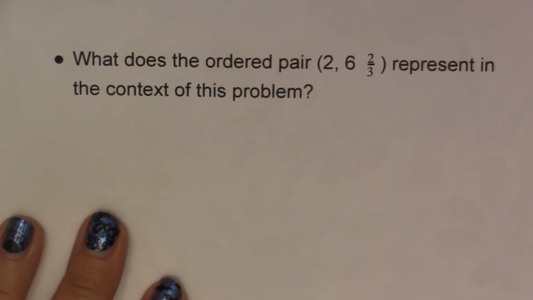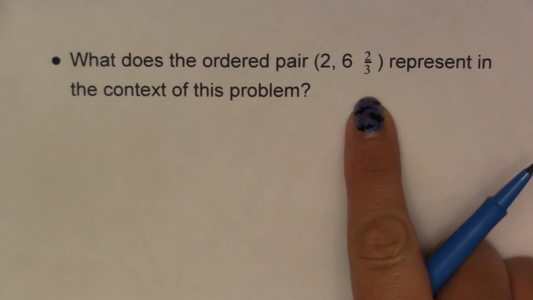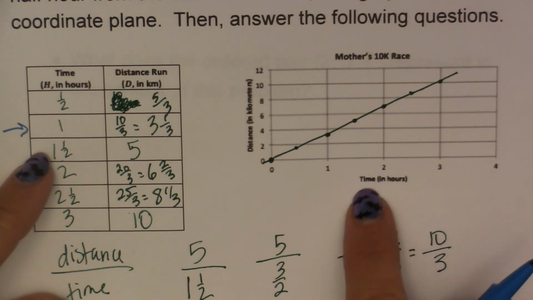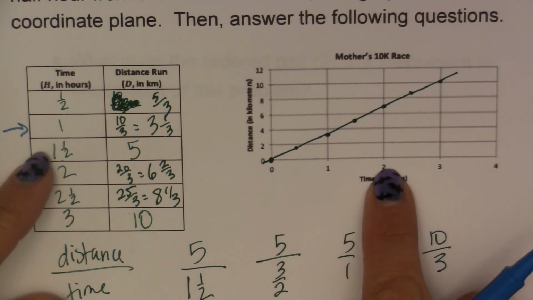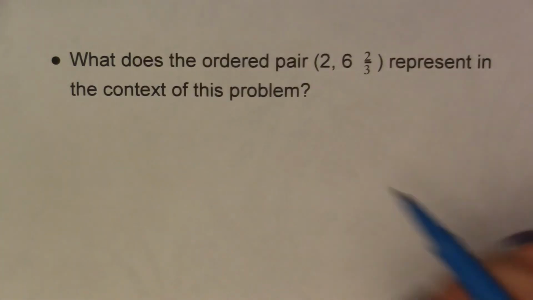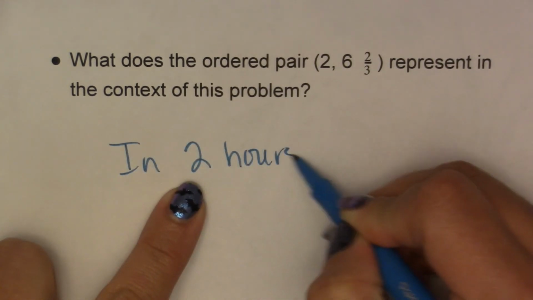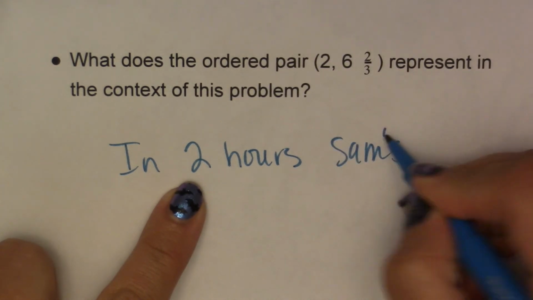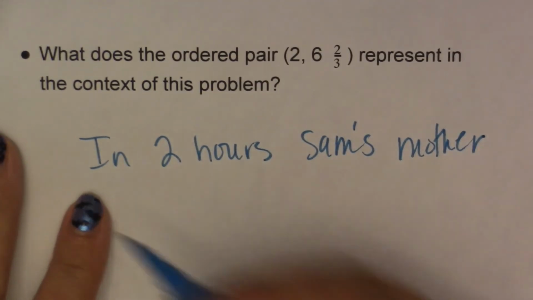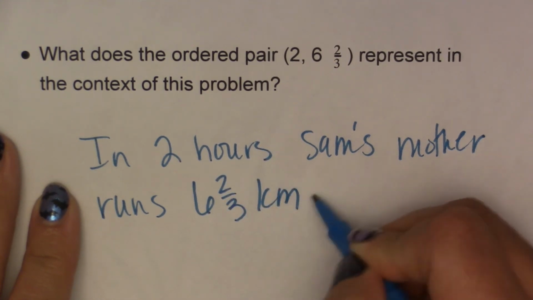All right. What does the ordered pair 2, 6 2/3 represent in the context of this problem? So if we look at our graph, if we go over 2, that's talking about time. So that would be 2 hours. Sam's mother runs 6 2/3 kilometers. So in 2 hours, Sam's mother runs 6 2/3 kilometers.